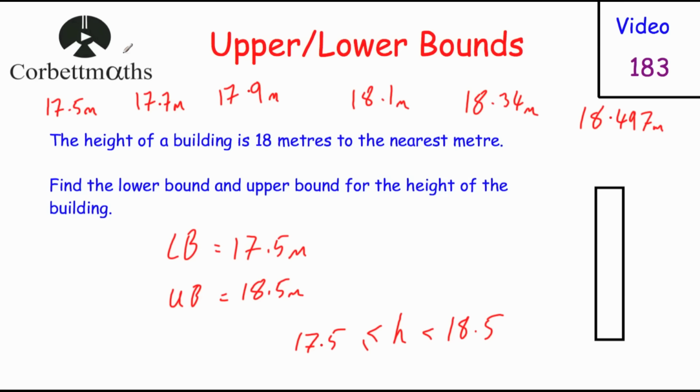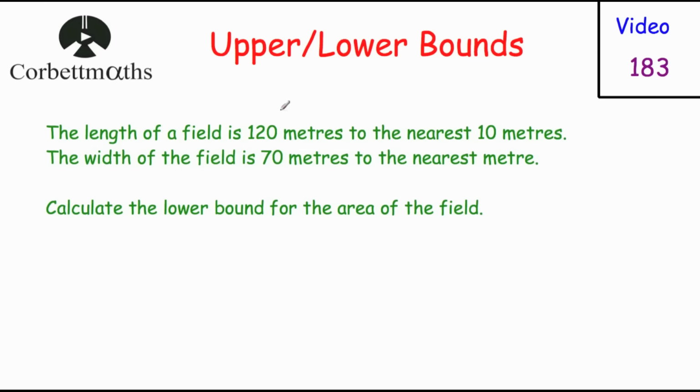Okay, let's do a question now which uses bounds. So here's a typical question. It says the length of a field is 120 metres to the nearest 10 metres, and the width of the field is 70 metres to the nearest metre, and we've been asked to work out the lower bound for the area of the field. So it's a rectangular field, perhaps I should have said that in my question, and to find its area we're going to multiply the length and the width together. And we want to find the lower bound, so we want to find the lowest possible area of the field.